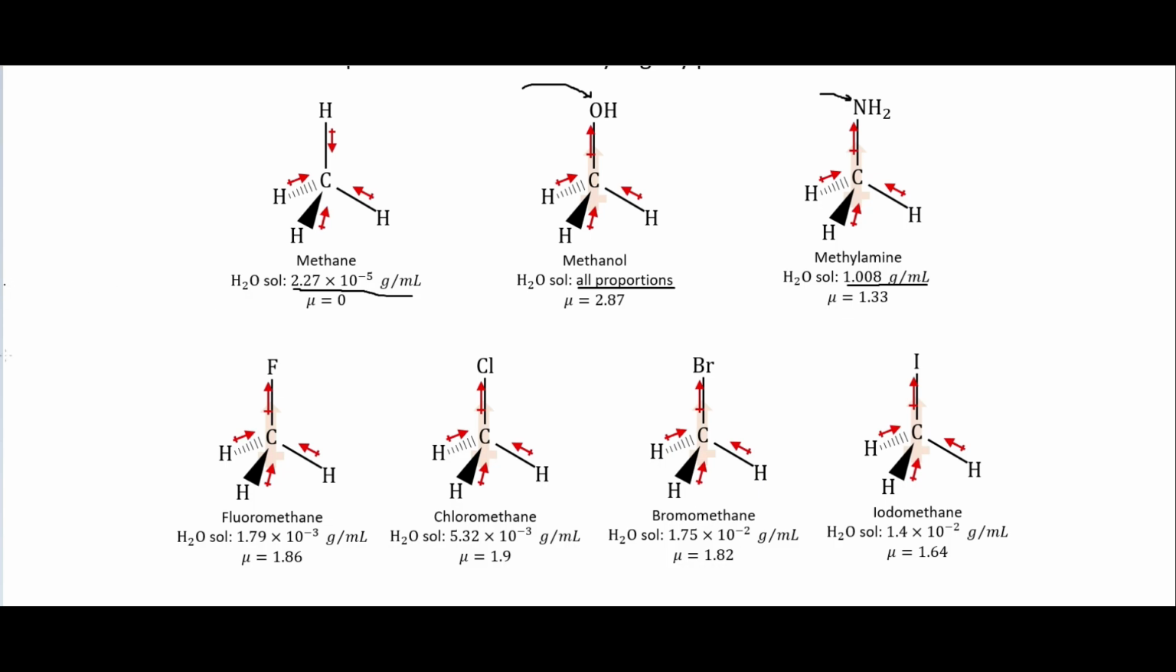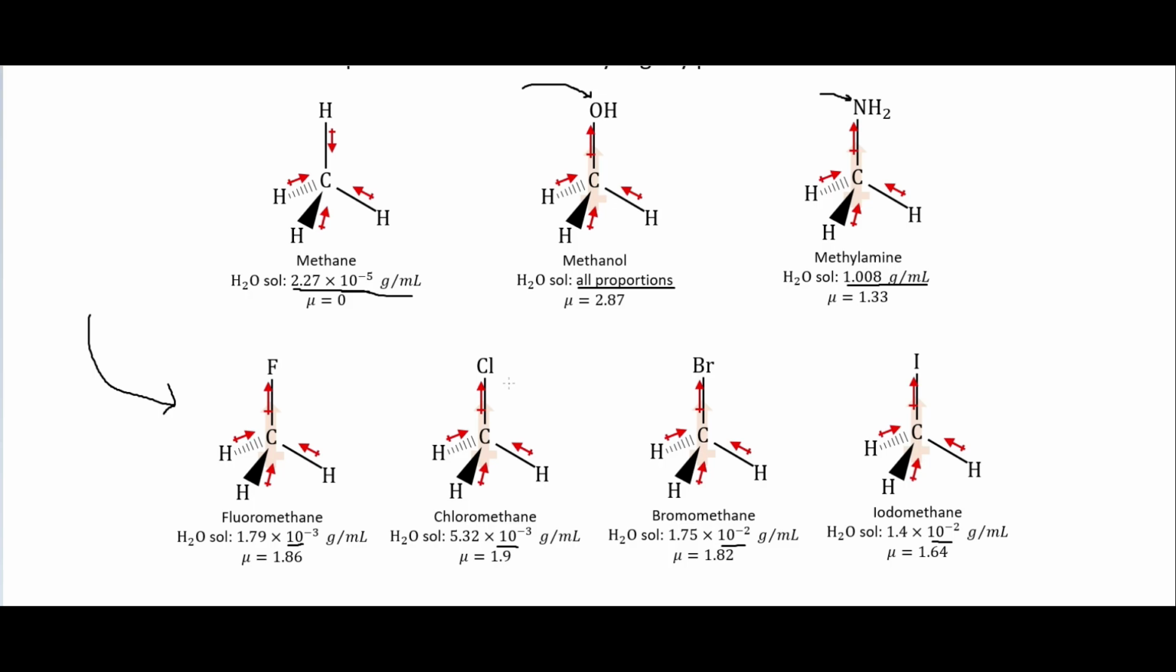We can then look at putting just a single halogen on each of these. So fluorine, chlorine, bromine, and iodine here. And we see that this does not significantly, well, I guess it's several orders of magnitude compared to the methane, which is 10 to the negative 5. But these are still 10 to the negative 3, 10 to the negative 3, 10 to the negative 2, and 10 to the negative 2. And so those are still quite insoluble in water.